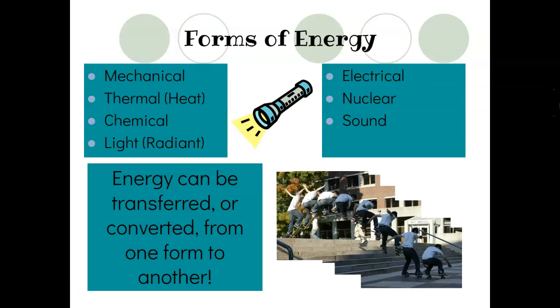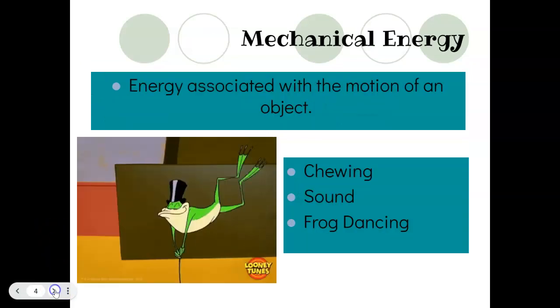So here are the different forms of energy that we're going to be going over really quickly. And again, I'm going to go over these specifically, so this is just a slide that summarizes all of them. Before we talk about the different types, it is good to note that energy can be transferred or converted from one form to another. So you see all these different forms of energy here at the top: mechanical, thermal, chemical, light, electrical, nuclear, and sound. All of those can be converted from one form to another. We're going to keep that in mind over the course of this unit.